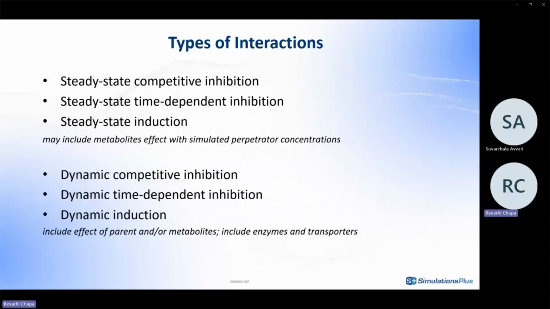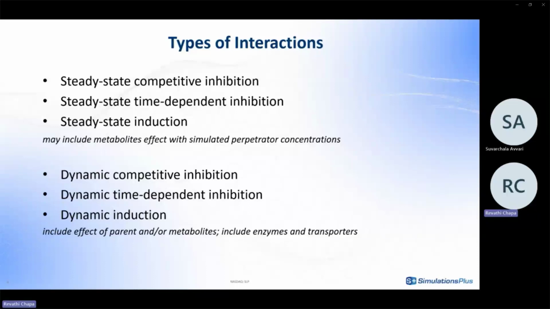Coming to types of interaction, we are trying to understand competitive and time-dependent inhibitions and inductions. In competitive inhibition, it's essentially a competition between the compound and the perpetrator. Here, it could be an inhibitor which is competing for the same site of the enzyme or transporter. So that's essentially the competitive.